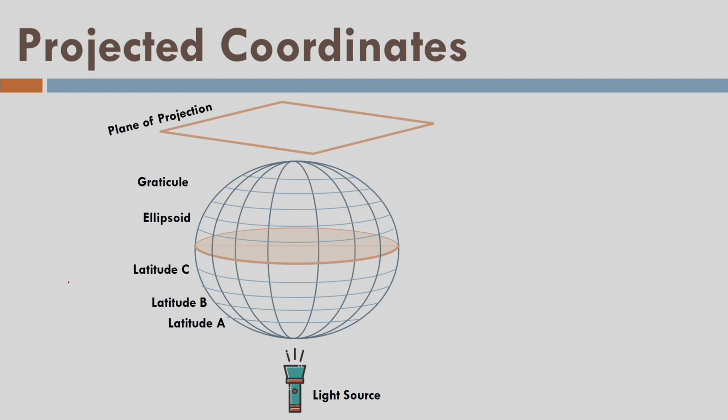Okay, so the first projected coordinate system is what I am showing you here. There is a plane of projection shown here, and there is an ellipsoid shown here. Okay, one more thing: we are just showing the ellipsoid, since we are not going to use the height, that is the ellipsoidal height, we are going to drop it.